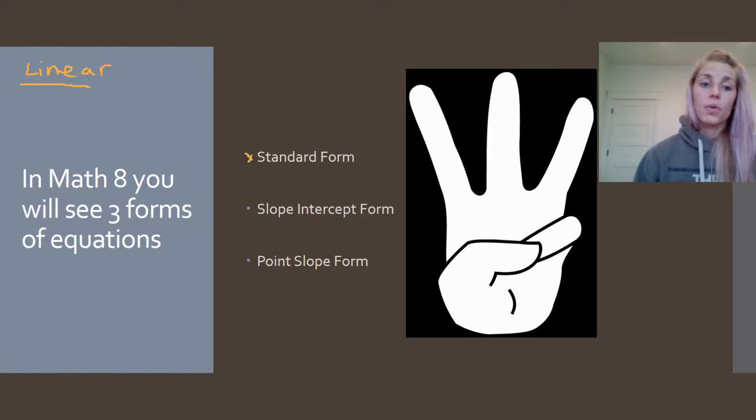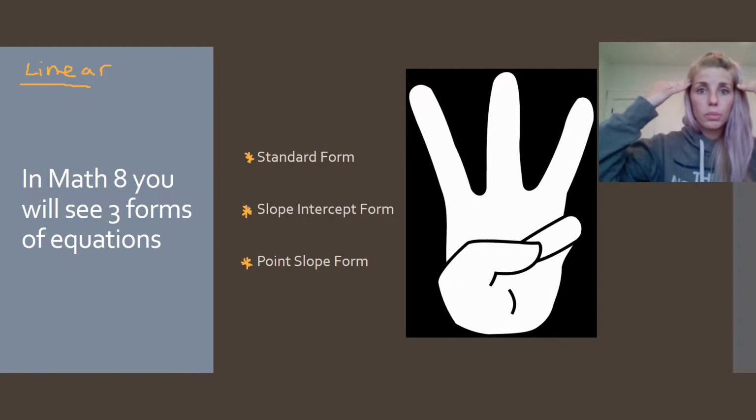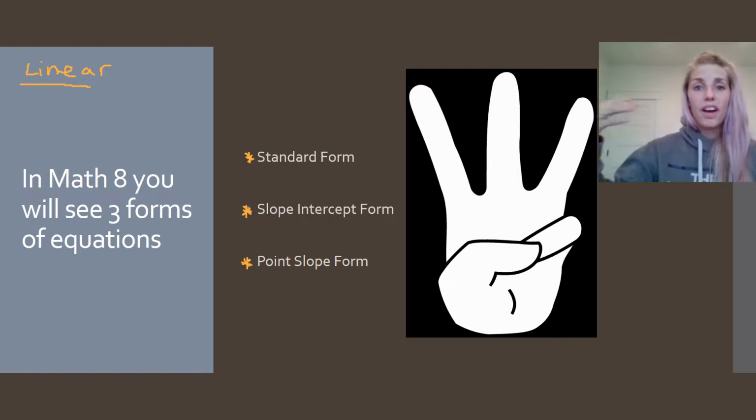Those are standard form, slope-intercept form, and point-slope form. And it's so important that you have all of these lodged in your brain and in your notebook so that whenever you see one pop up, you know what to do with it.